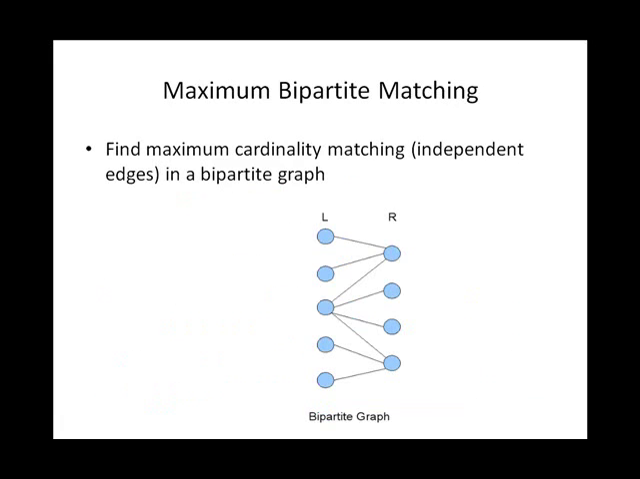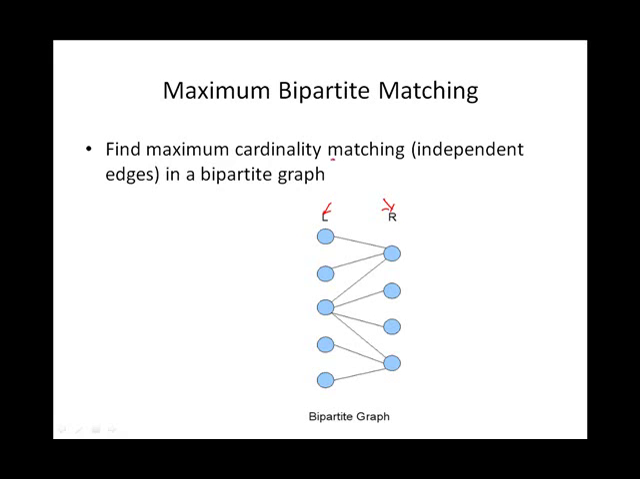And the next application is again a standard problem. This is called the maximum cardinality bipartite matching. So you are given a bipartite graph. A graph is bipartite when we can partition the vertices into two sets L and R such that each edge present in the graph only goes across L and R. There is no edge present between two vertices in L, and no edge present between two vertices in R. Such a partition of a graph is possible only if it is a bipartite graph.